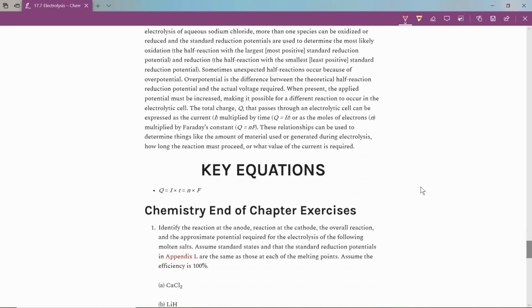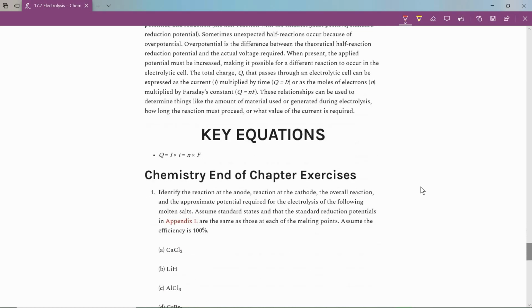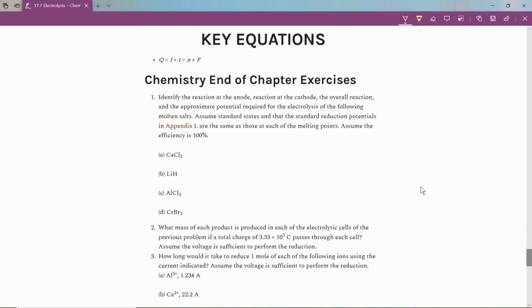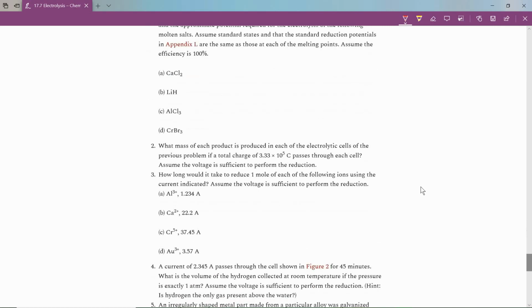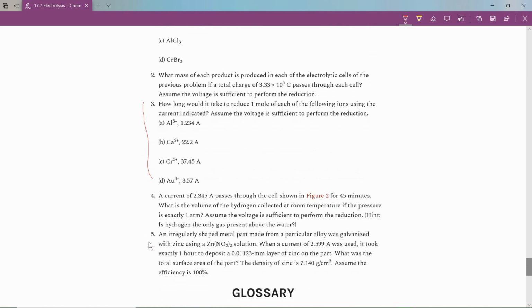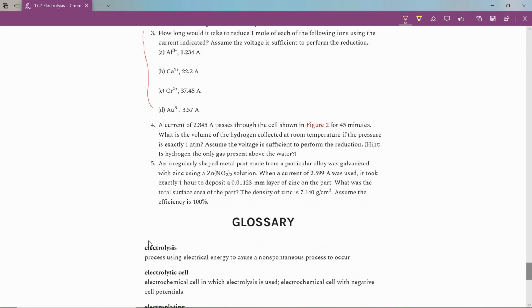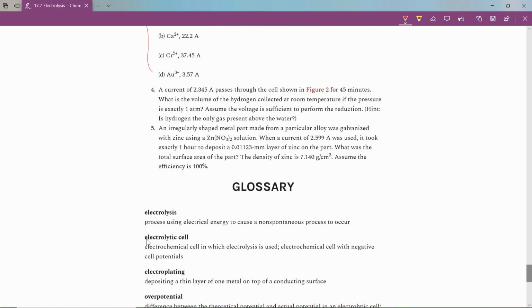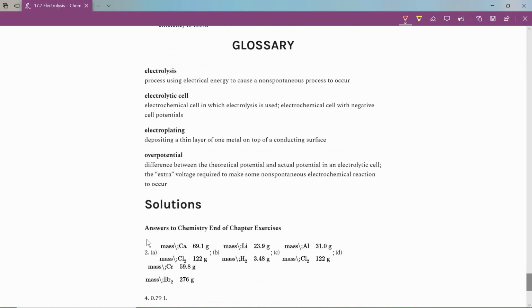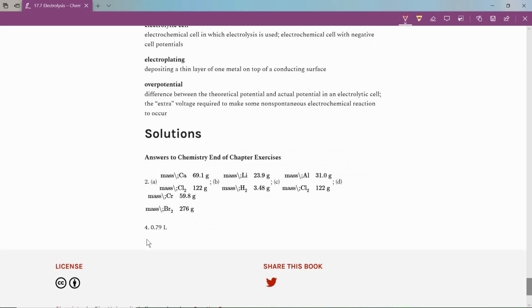And then there are some questions. Don't worry about one, but try what mass of each product? No, let's try 3. How long would it take to reduce 1 mole of each of the following ions using the current indicated? And that's good. 3 is good. Then there's a glossary, which is nice. Oh, look at that. There's even the answers there for you.